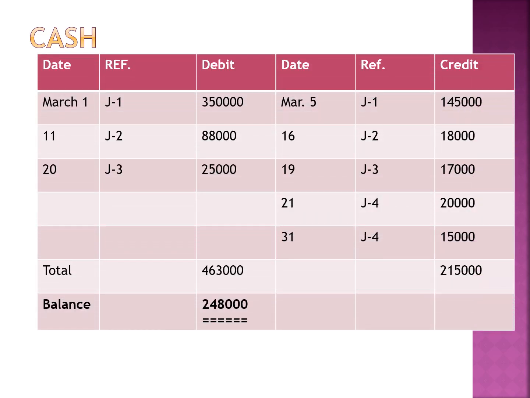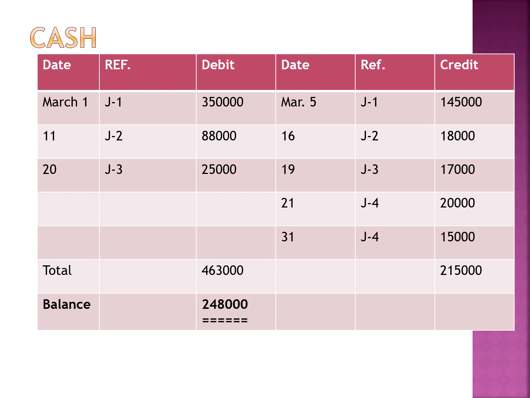So for example, we post all the entries for cash. Here are the entries for cash, and we write the dates. Postings were made to cash as follows from our general journal. On the general journal, March 1, we have debited cash of 350,000, so our reference here is journal page 1. Next for cash, on March 5, a credit of 145,000, still in journal page 1.